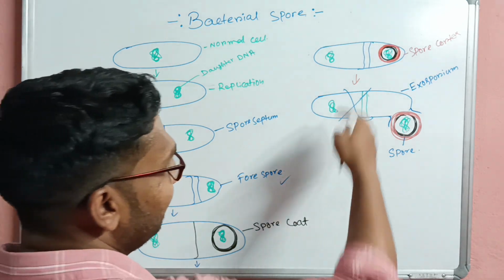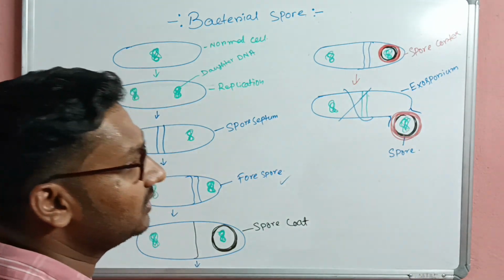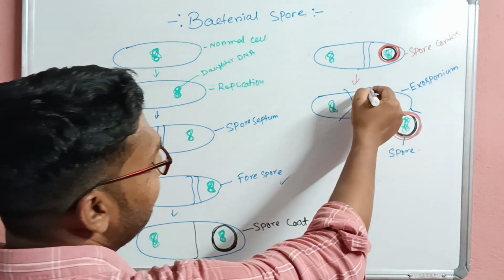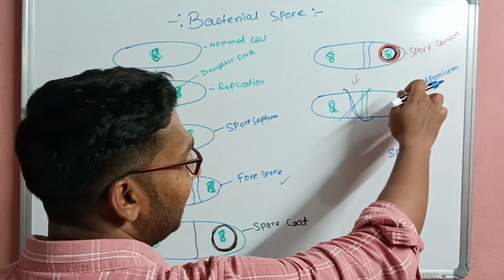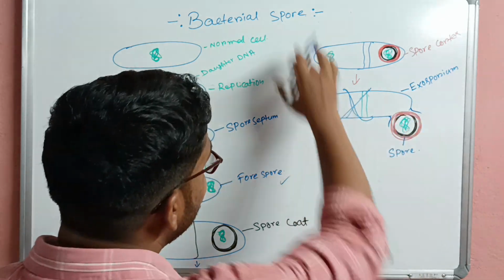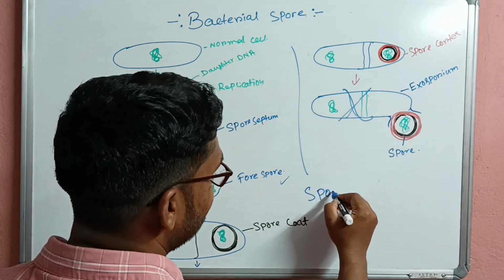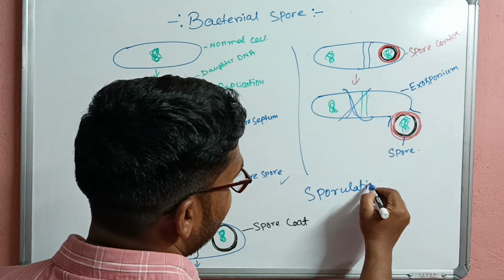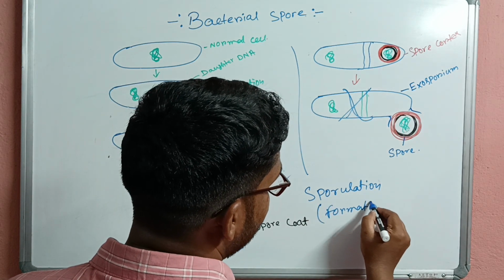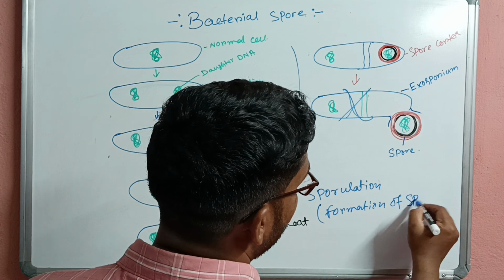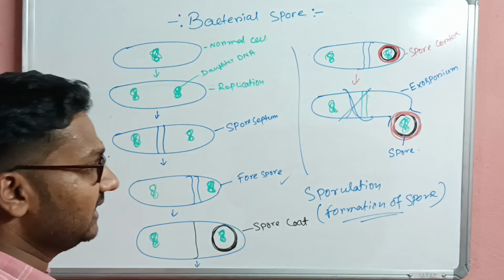After that, it releases a lysozyme and breaks the cell, and the spore comes out from the cell and the main cell is destroyed. This process is called the exosporium, and this total process is called sporulation. That is the formation of spore. This is the sporulation process.